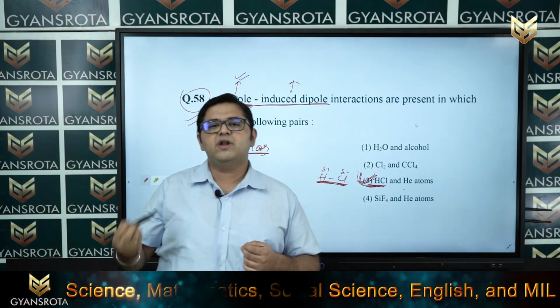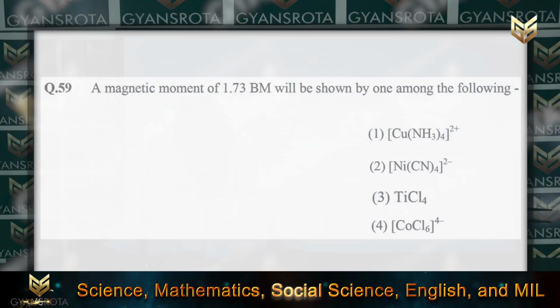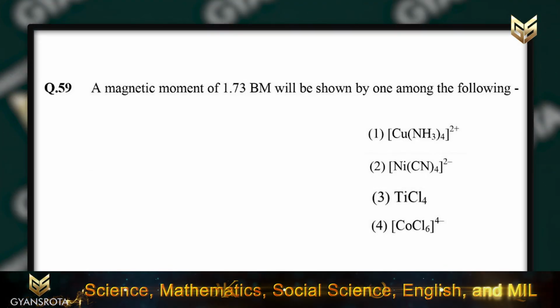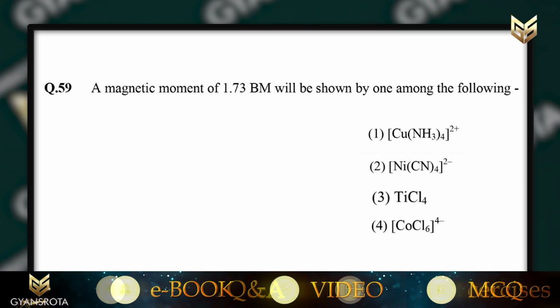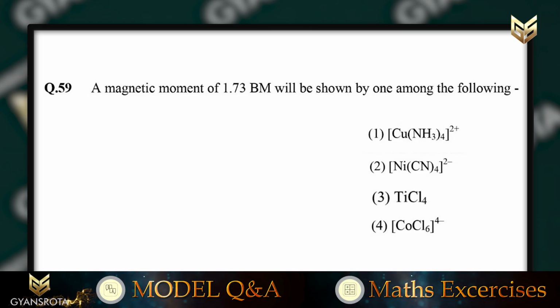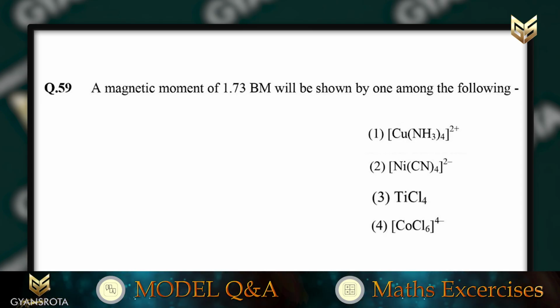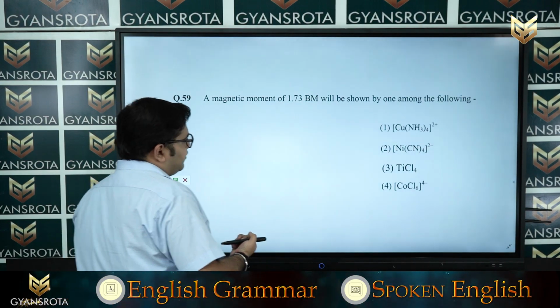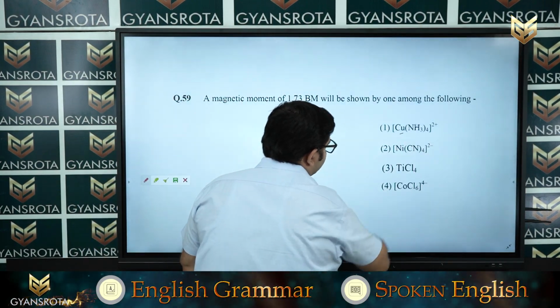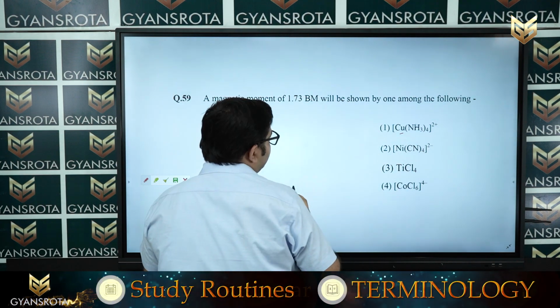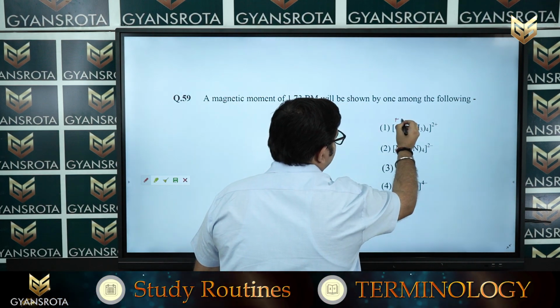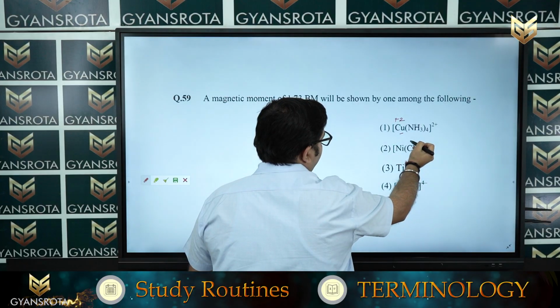So now we are moving to another question, that is question number 59. Question number 59 is on your screen. A magnetic moment of 1.73 Bohr magneton will be shown by one among the following. So now we are moving to the solution part. For that we first have to find out the oxidation state of the d block elements. Like see, the first one is copper is plus 2, and for this one cyanide has minus 1.